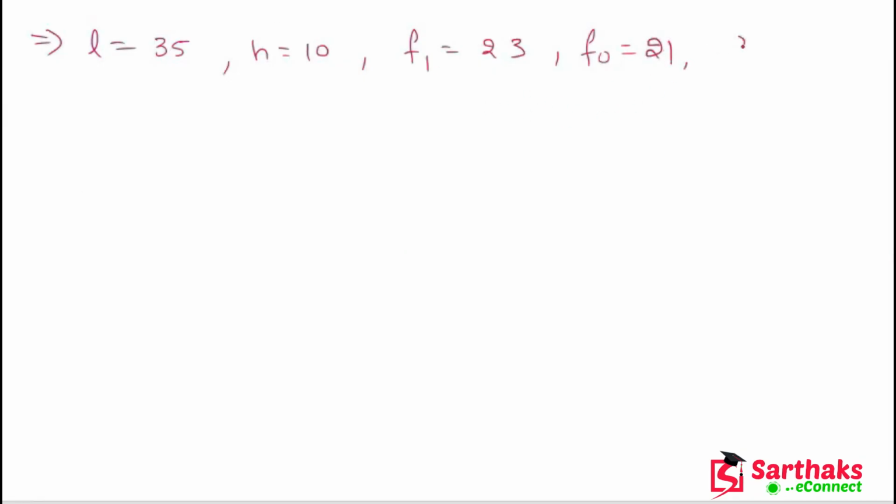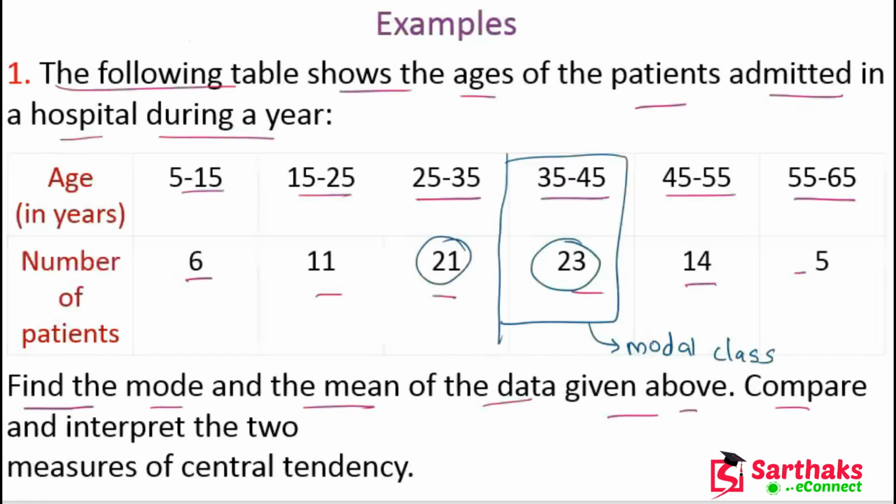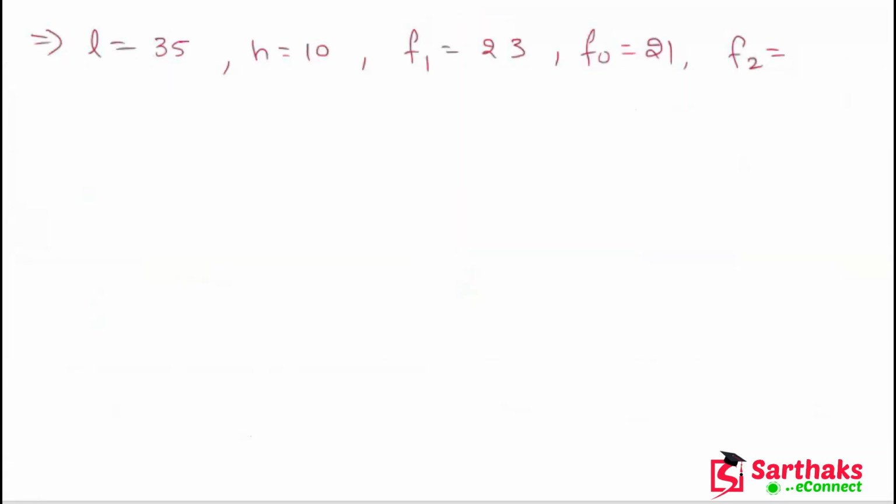21. Now what is f2? f2 is the frequency of the class succeeding the model class. So this is 14, so we can write here f2 is 14. Now my dear friends, we have L, H, f1, f0 and f2. With the help of this data we can easily find the mode.